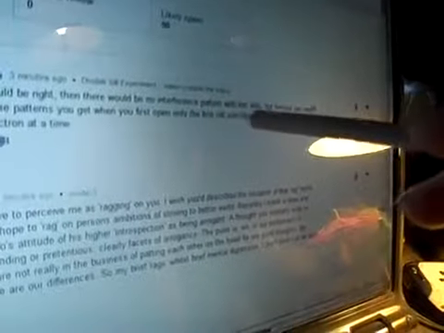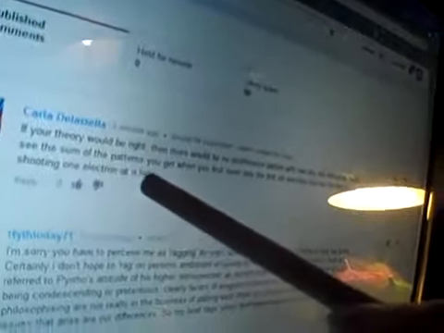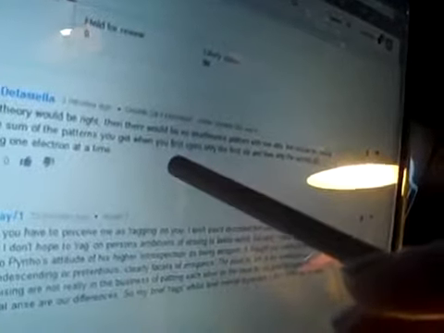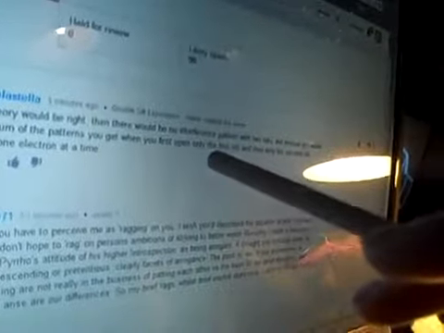So Carla, of course, naysayers here. If your theory would be right, then there would be no interference pattern with two slits, but instead you would see the sum of the patterns you get when you first open only the first slit and then only the second slit, shooting one electron at a time. Right. Well, that's the problem.